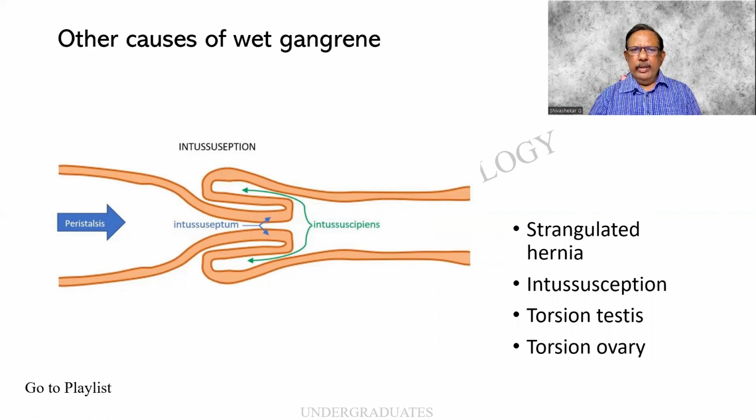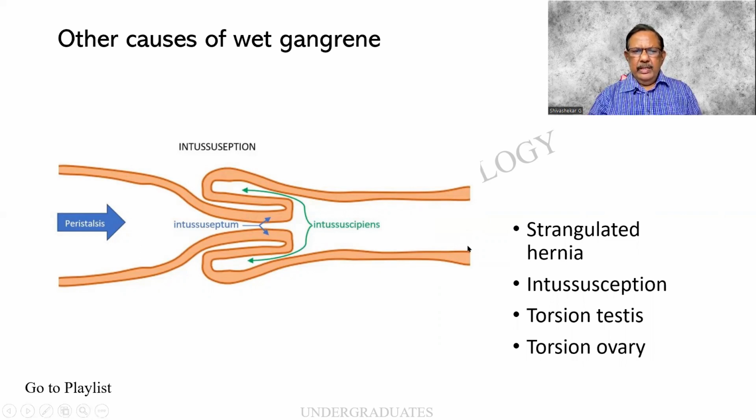Sometimes the patient will push it back. It is called reducible. Sometimes it is not reducible. But in certain cases, it becomes strangulated and it becomes dangerous. It can go in for a gangrene. So emergency surgery is mandatory.